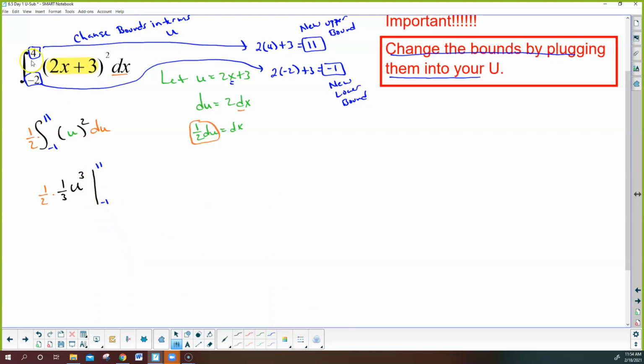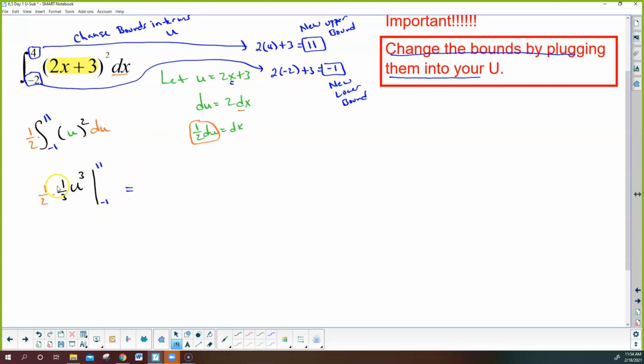And here's a hint. If you ever do U-substitution and you get a smaller number up top, just leave it. It's all going to work out the way that it should. So whatever your new upper bound is, leave that as your upper bound. And then whatever your lower bound is, leave that as your lower bound.